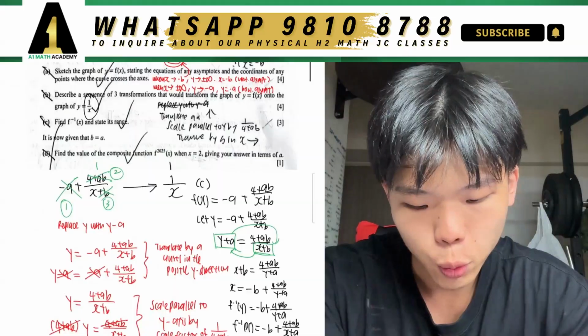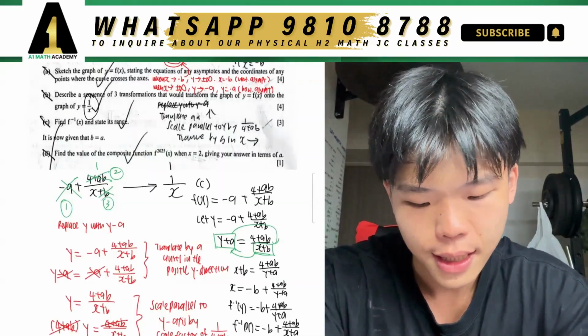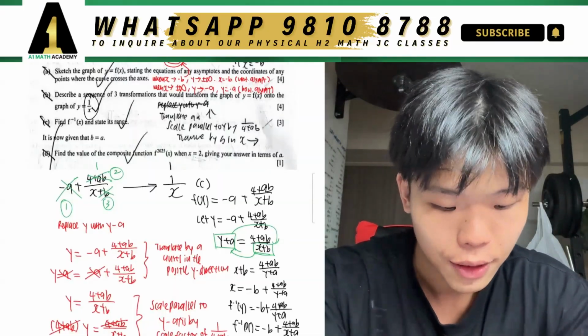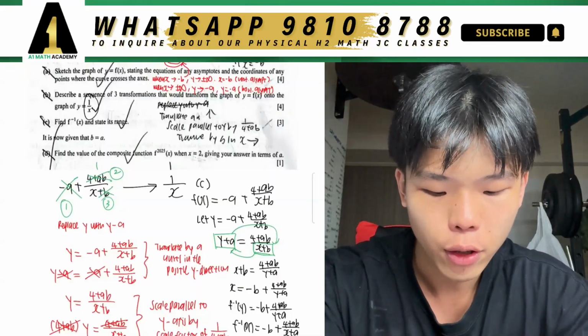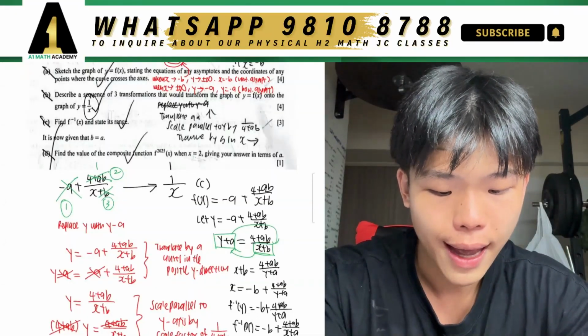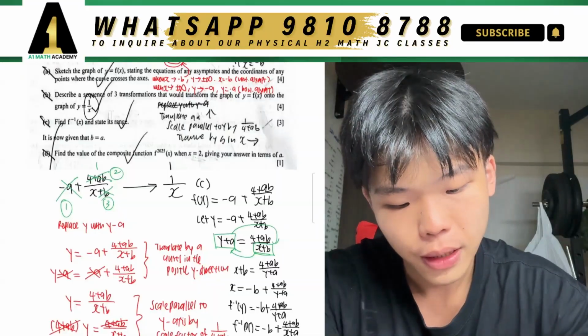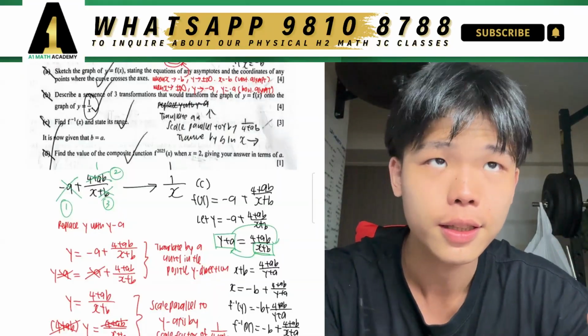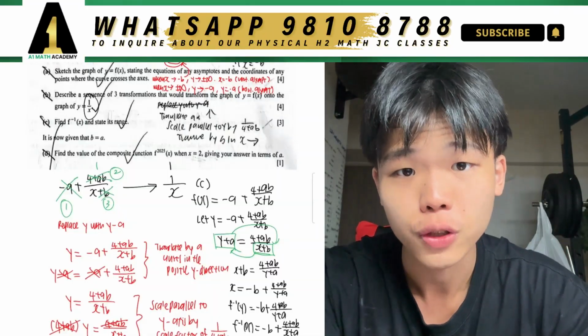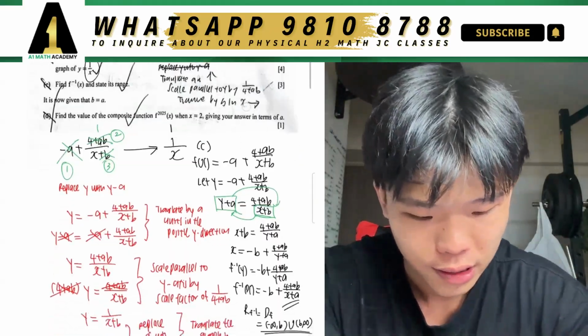And now last but not least, we have part D over here. Part D is given that b equals a. Find the value of the composite function when x equals 2, and give your answer in terms of a. For this, there's actually a pattern, and this is one of the most common functions questions out there. So beware of this.